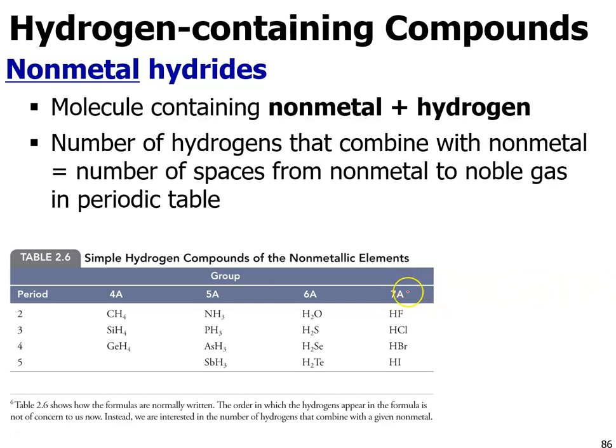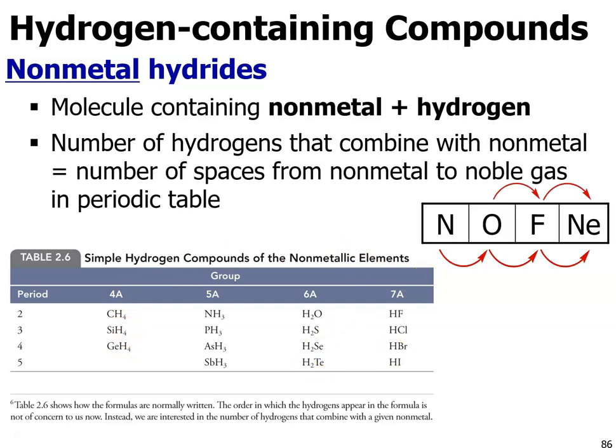So for 7A, we have one space, so there's one hydrogen. There are 2 for oxygen, sulfur, selenium, tellurium, so we have 2 of those. With an extra space, we add another hydrogen, and further, another hydrogen. So that's kind of how we do that, and you can see the number of hydrogens relates to how many spaces away it is from the noble gas.